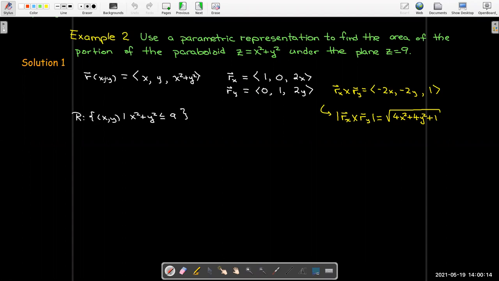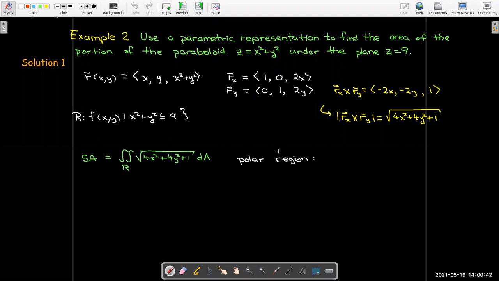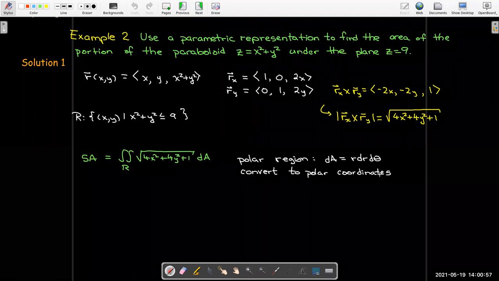The region, now our parameter space is xy, so we're going to look in the xy plane. The region of integration is, well, we're under the plane z equals 9, so z has to be less than or equal to 9, or x squared plus y squared is less than or equal to 9. So that's a disk centered at the origin with radius 3. And that's just a polar region. So R is a polar region, it's a disk. Makes sense to convert to polar coordinates, in which case I would have dA equaling r dr d theta.